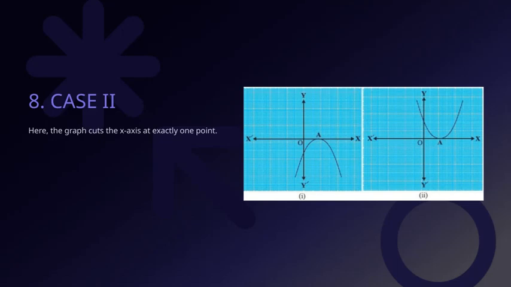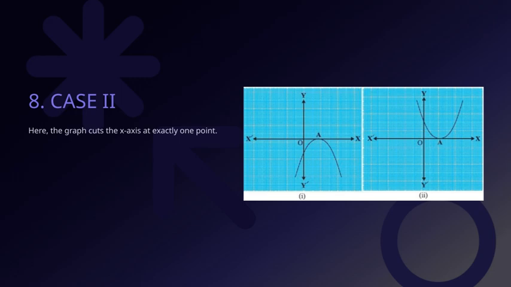Here, the graph cuts the x-axis at exactly 1 point. This indicates that the quadratic function touches the x-axis just once, meaning it has a single real root. This is a key feature of case II. In this scenario, the discriminant of the quadratic is 0. As a result, the parabola is tangent to the x-axis, and the vertex lies exactly on the axis.